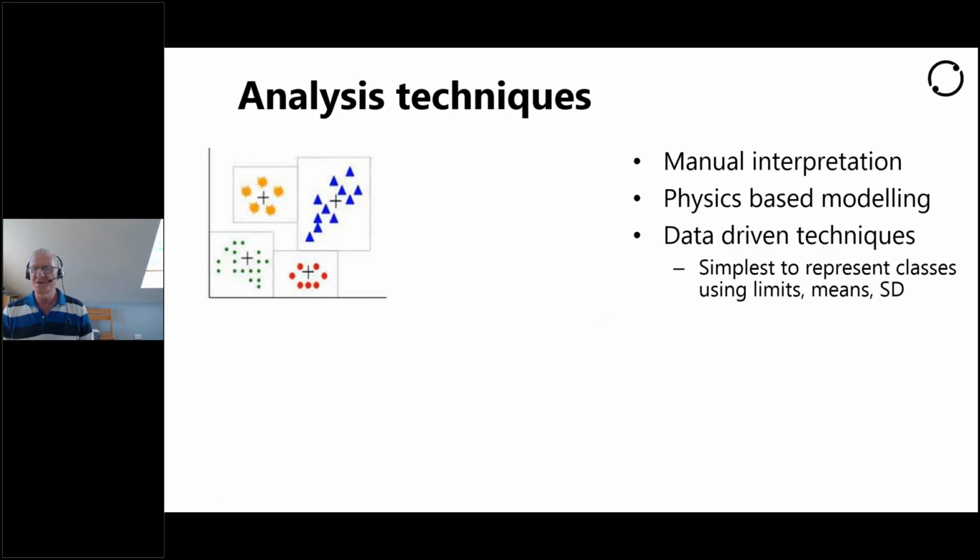But by far the most important type of technique in remote sensing is data-driven techniques, and this has really taken over most remote sensing analysis over the years. And this is anything from the very simplest analysis right through to machine learning and deep learning techniques.